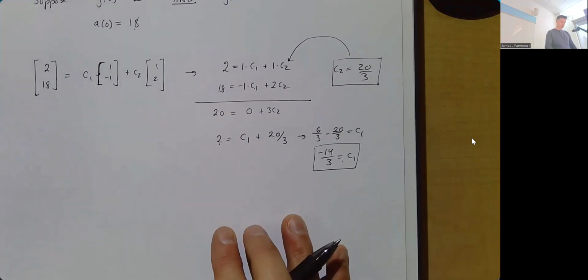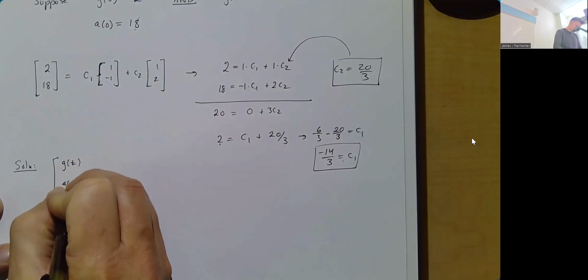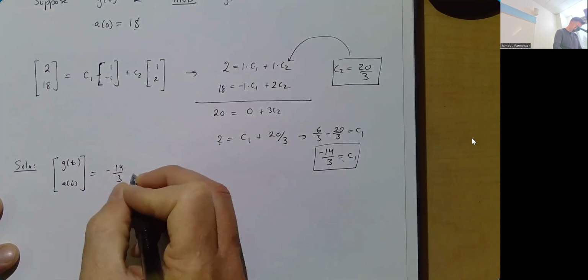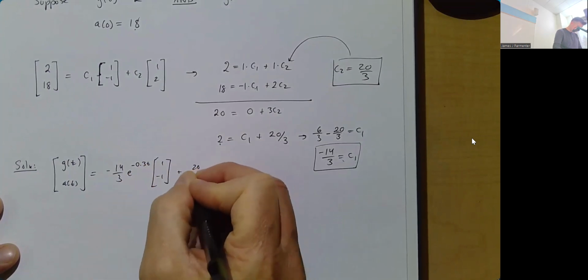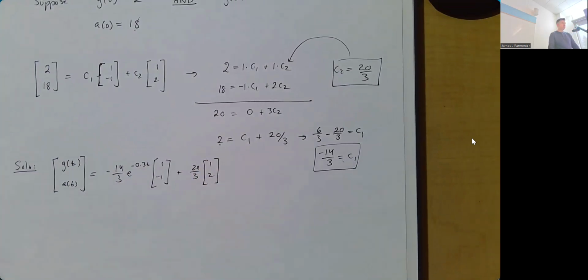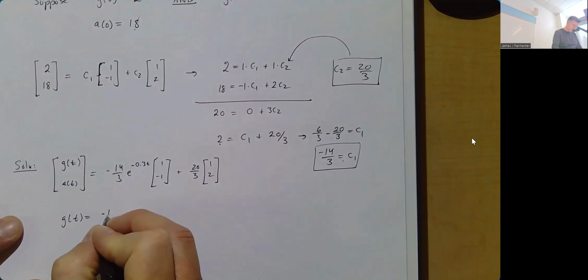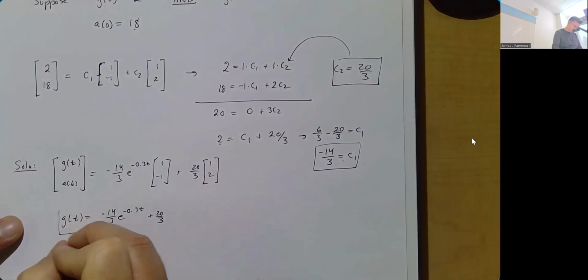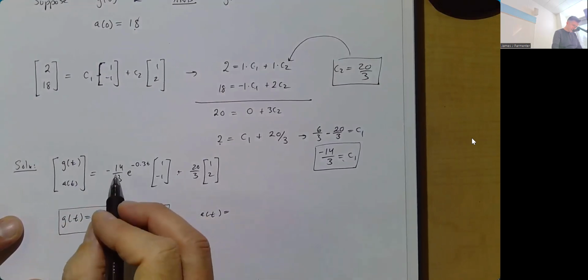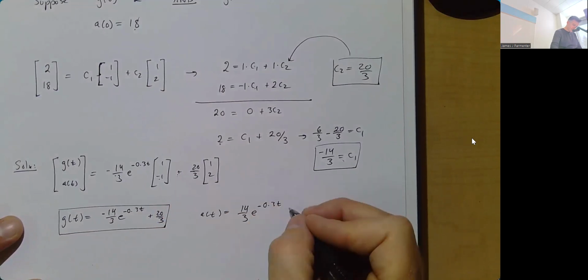So our particular solution, I would prefer to write it as a vector: G of t, A of t, equal to negative 14/3 e to the negative 0.3 t times 1, negative 1, plus 20/3 times 1, 2. Or if you had to separate it into G of t and A of t, you're just looking at the top entries versus the bottom entries. So G of t would equal negative 14/3 e to the negative 0.3 t plus 20/3 times 1. And A of t would equal negative 14/3 times negative 1, which is positive 14/3, times e to the negative 0.3 t plus 20/3 times 2, which is 40/3.